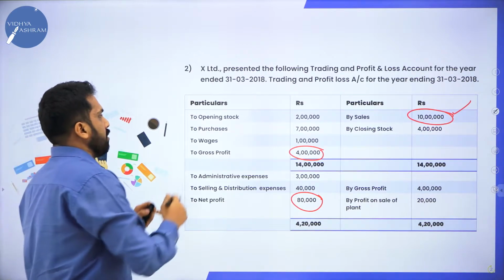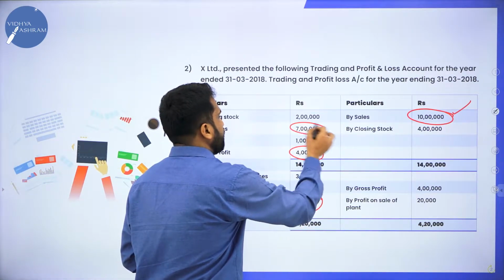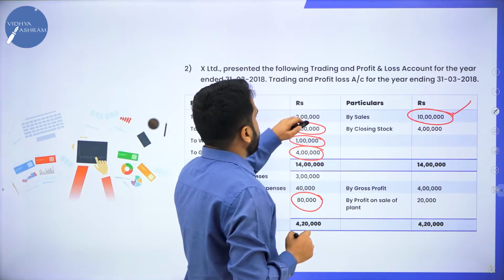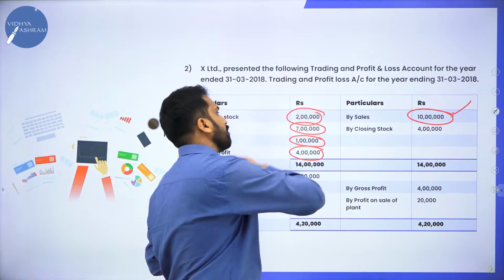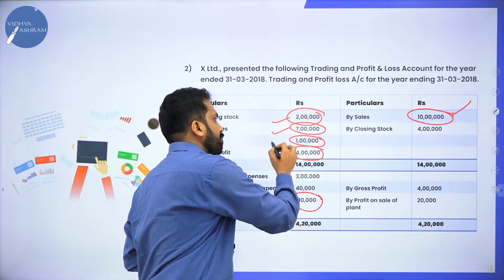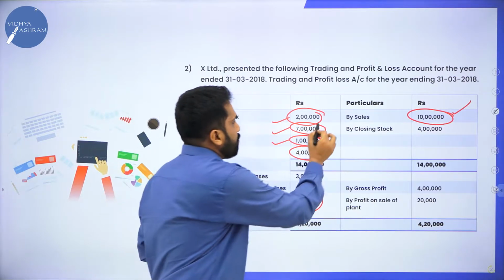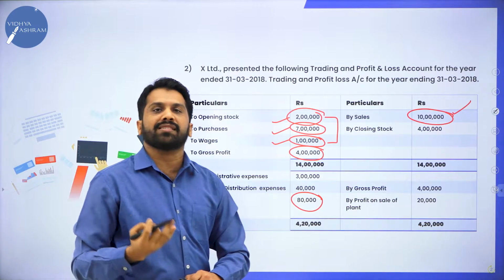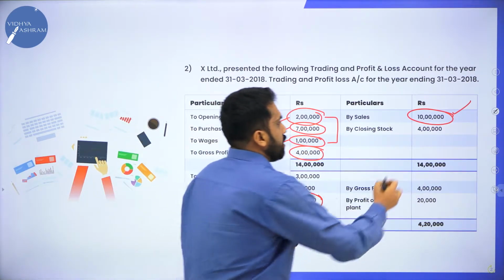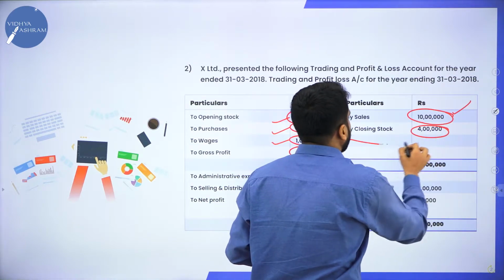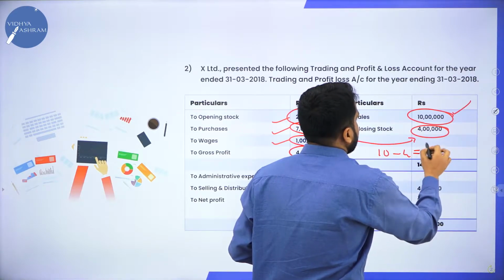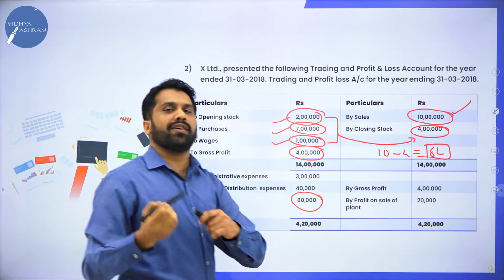See. Now, your purchases, how much? 7 lakh. Your wages 1 lakh, as well as your opening stock is 2 lakh. Now, 2 plus 7 plus 1, total it will be 10 lakh. From this, what you should minus? Closing stock. If you minus closing stock from this, 10 lakh minus 4 lakh, your answer is 6 lakh. You can go for anything.